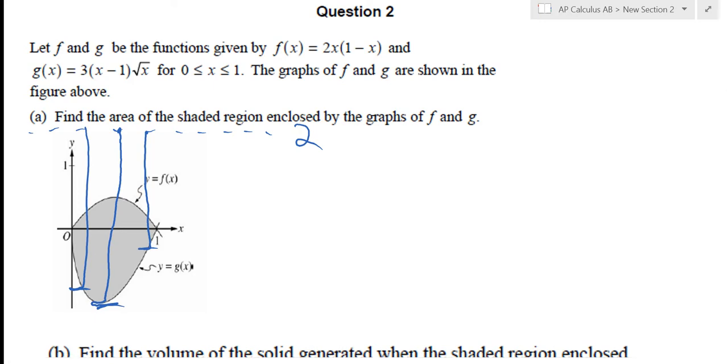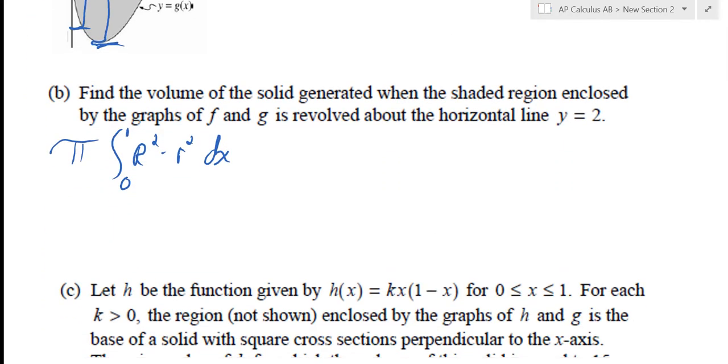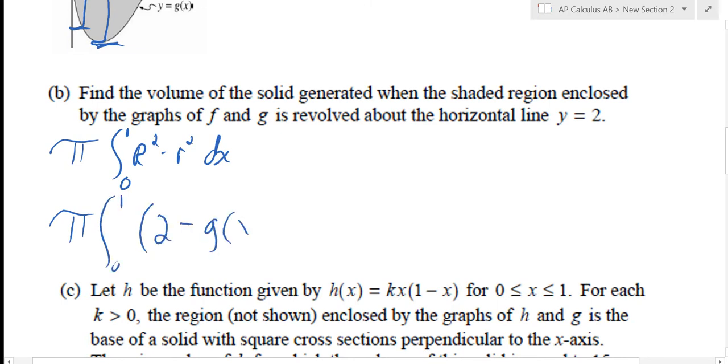Big R is not g. It has to do with g of x, but it's not g of x. It's the top of that minus the bottom. There you go. So big R is 2 minus g of x, and we're going to square that. Any questions on that one?